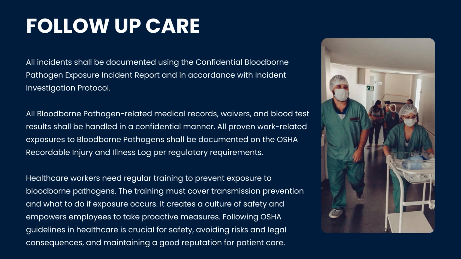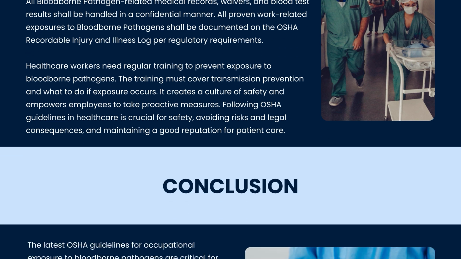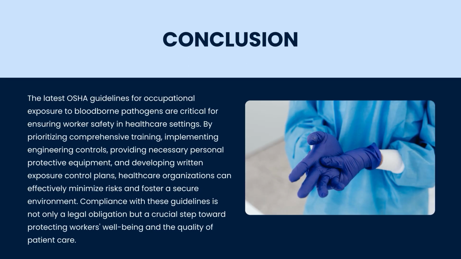Ongoing training helps reinforce safe practices and reduces future risk. Following OSHA guidelines for bloodborne pathogens helps protect both workers and the people they serve. By understanding how these diseases spread, using proper protective measures, and following established procedures, you can significantly reduce the risk of exposure. Creating a culture of safety starts with awareness, training, and consistent action.